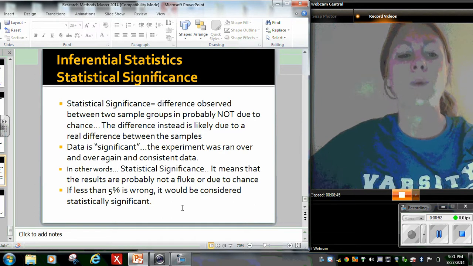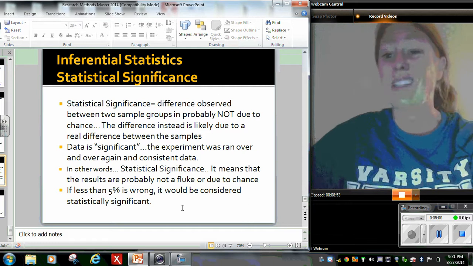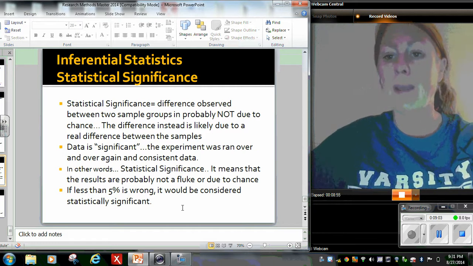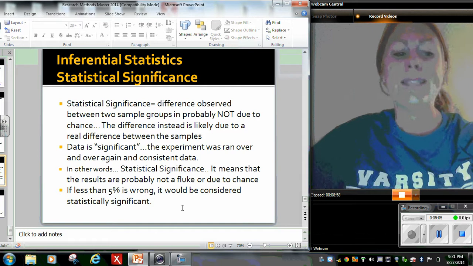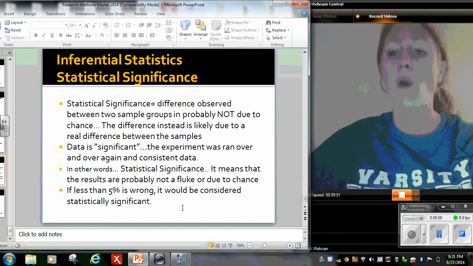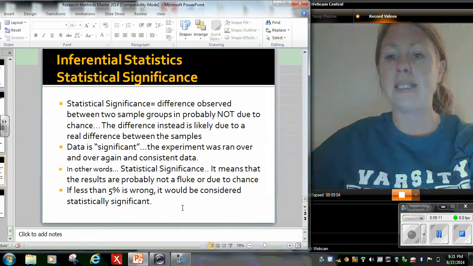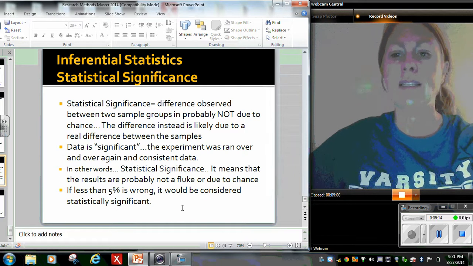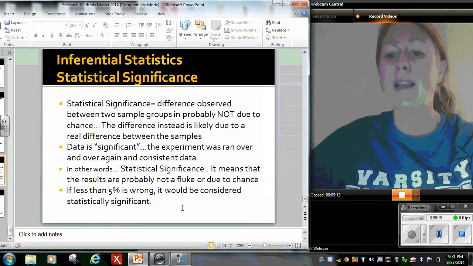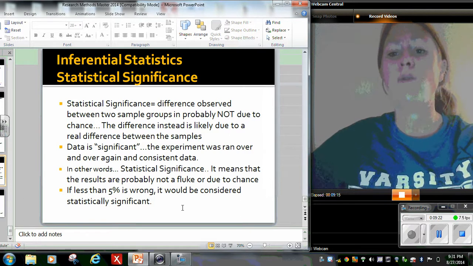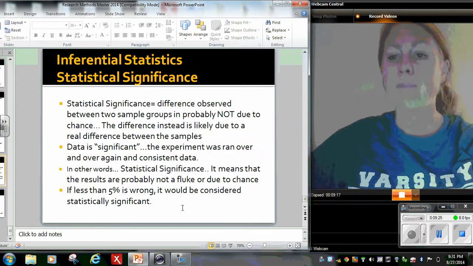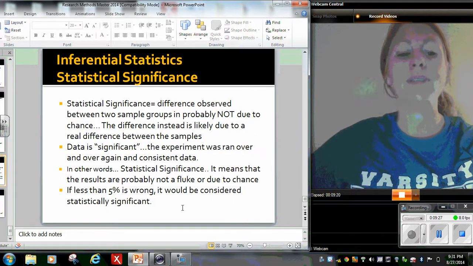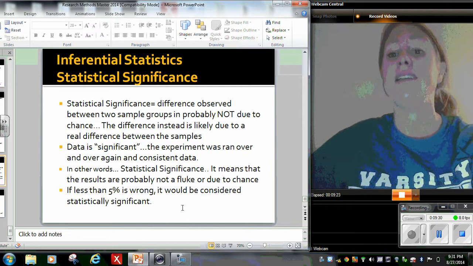Statistical significance is when you're going to look at two sample groups and you notice that something's not due to chance. The difference is instead likely due to the difference maybe between the samples, not maybe the way that the experiment is set up. Data is significant when the experiment was run over and over and over again and it was consistent. In other words, it's statistically significant. It means that the data you're getting back is consistent, it's the same, and maybe there's only 5% that's not the same. If less than 5% is wrong, it would be considered statistically significant.